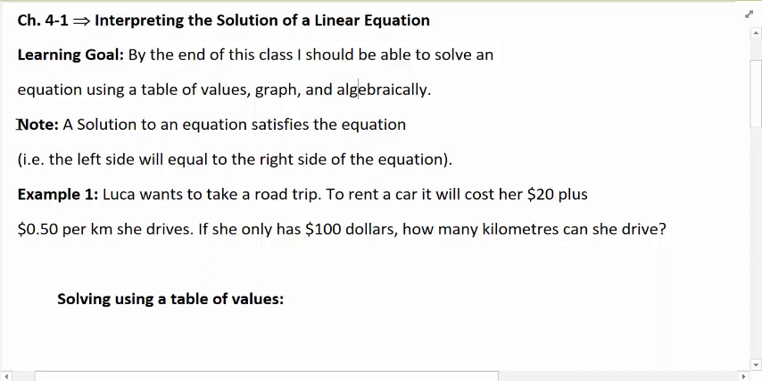Okay. So here it is. Here's the definition of basically a solution. And I already told you what it means in the last chapter. A solution to an equation satisfies what? The equation. Makes the left side equal to the right side. Okay. So the solution is the value that satisfies the equation. What will make left side equal right side?